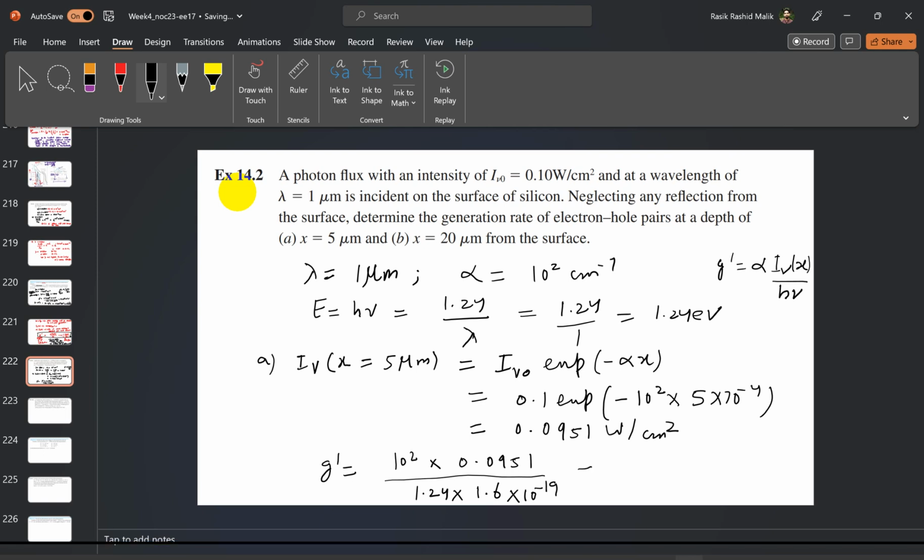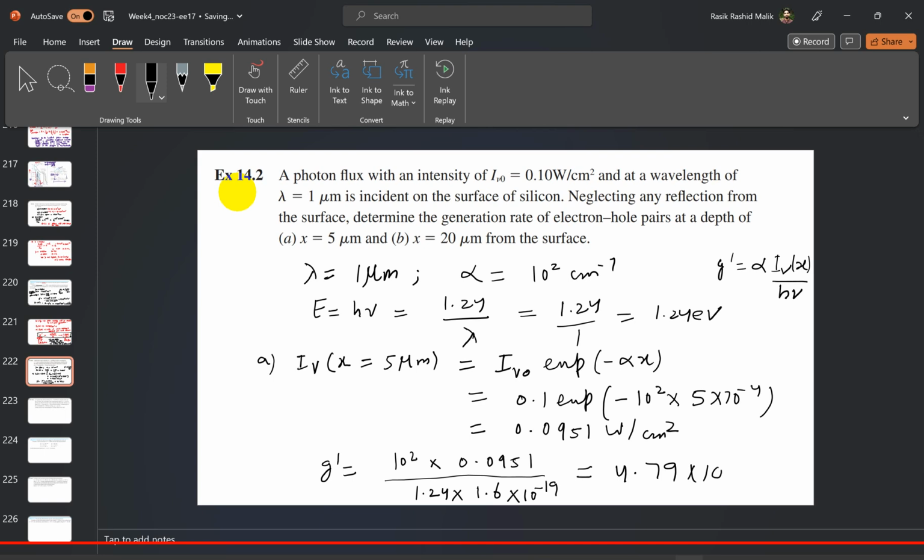So the generation rate is coming out to be equal to 4.79 into 10 to the power 19 per centimeter cube per second.